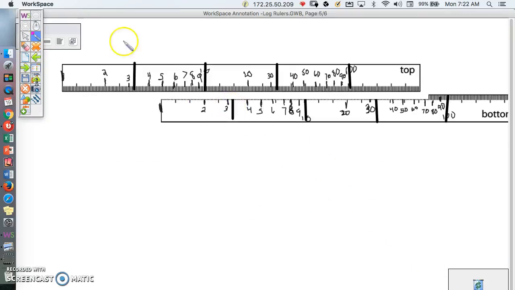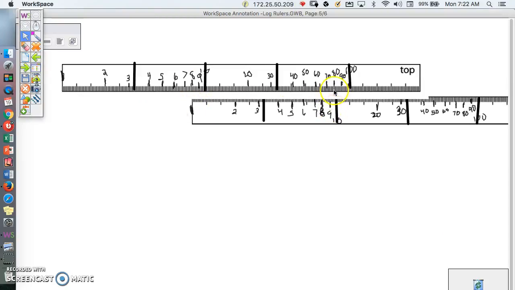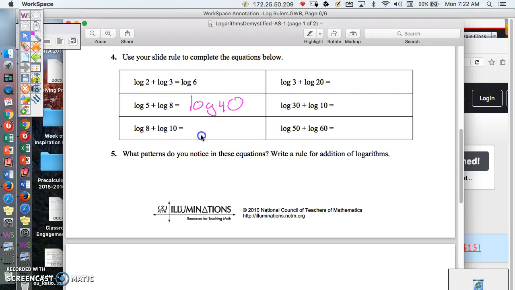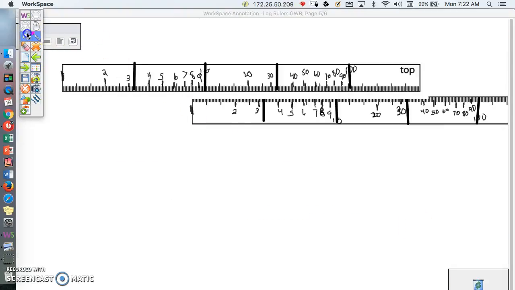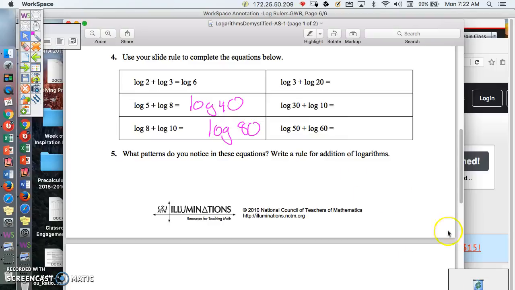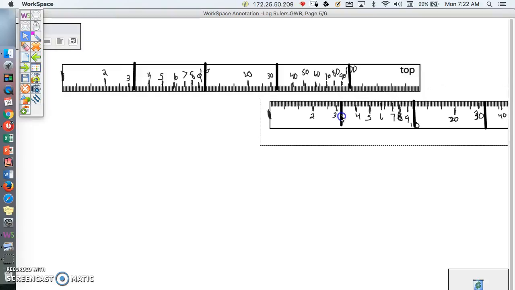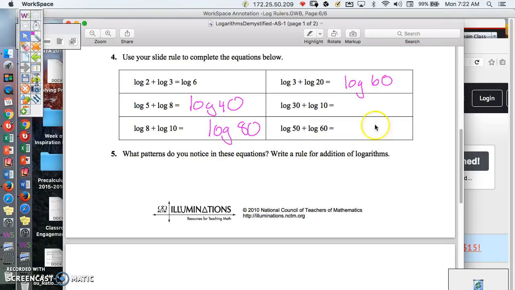Log 8 and 10. Let's see here. 8 plus 10, we end up with 80. Log 3 and 20, we end up with 60. 30 and 20. Does this go this high? Ooh, that one doesn't go that high. We'll have to see if we can come up with a pattern of some sort.